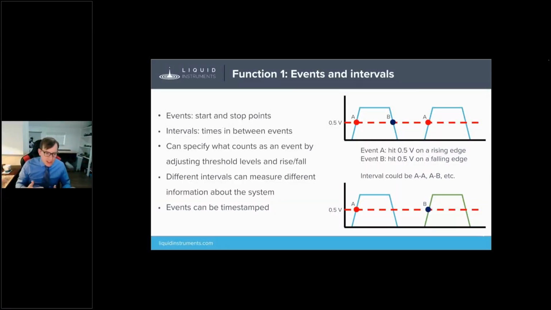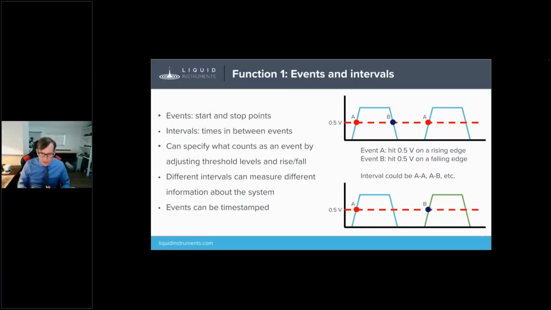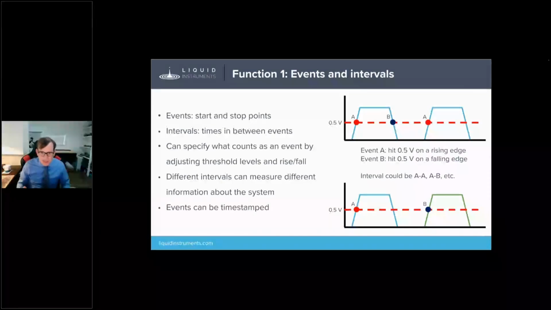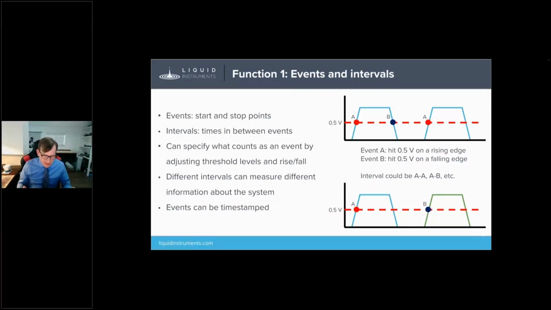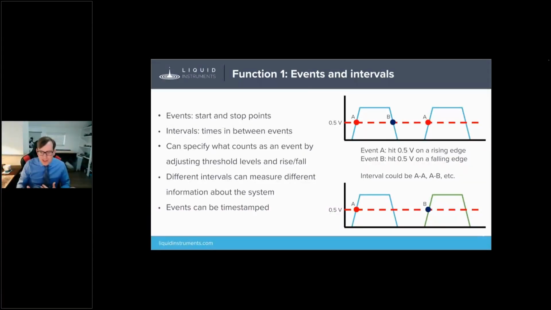And the reason that you need this flexibility is because these different intervals will measure different information about the system. So, measuring A to A would tell me the frequency with which my pulses are arriving at my detector, whereas measuring A to B would tell me the width of the pulse. Depending on which is the important parameter, I need the flexibility to measure either of those. These events don't need to be all on the same channel.